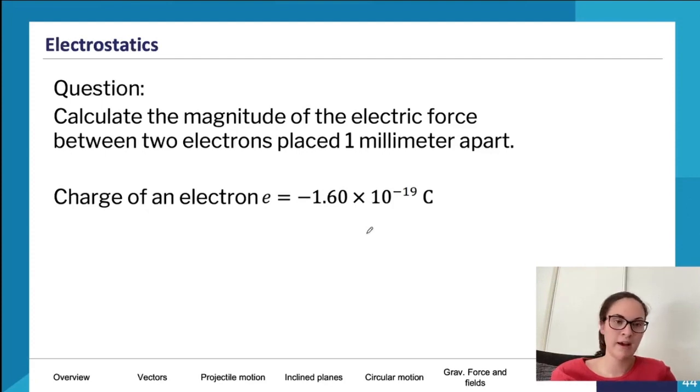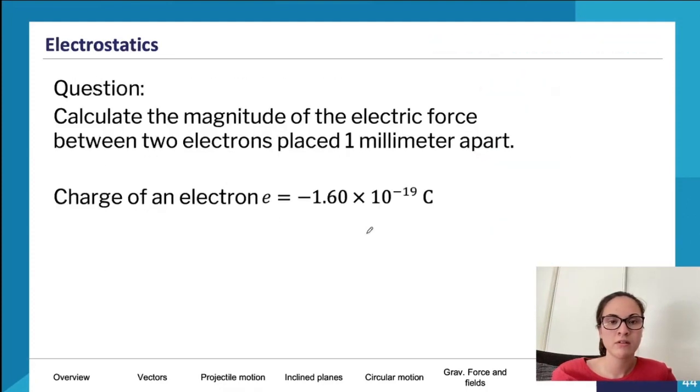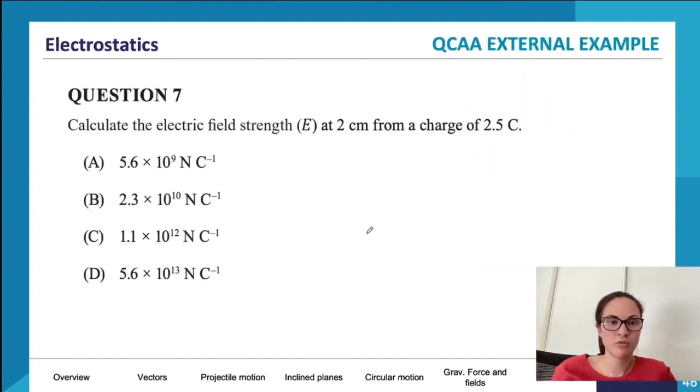Says to calculate the magnitude of electric force between two electrons placed 1 millimeter apart. And I'm just thinking, did I even... Wait. I think we're going to move on from this question because we don't have a lot of time. But we'll do... I think it was this question instead. Yeah. Alright, to calculate this one, calculate the electric field strength at 2 centimeters from a charge of 2.5 coulombs.